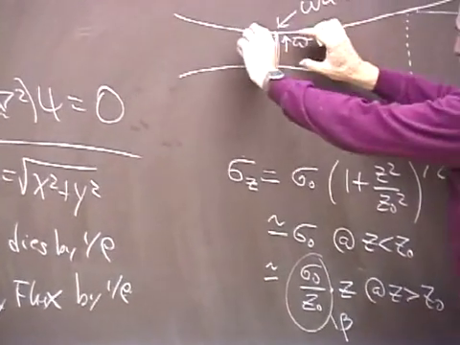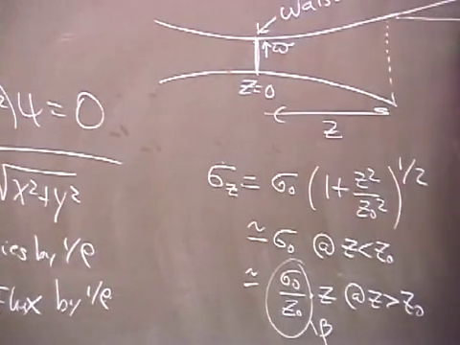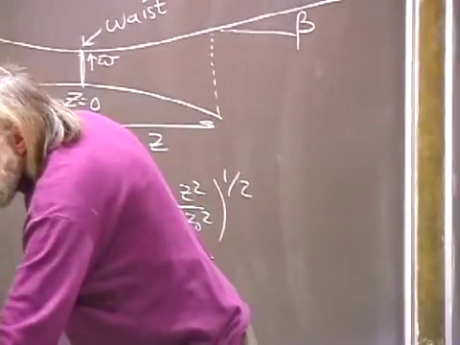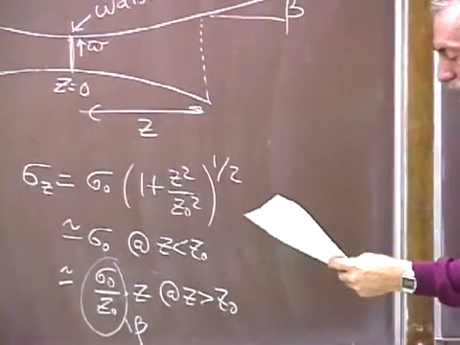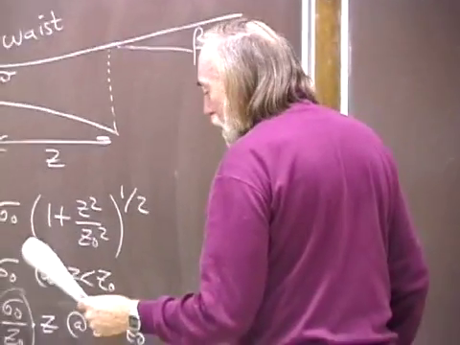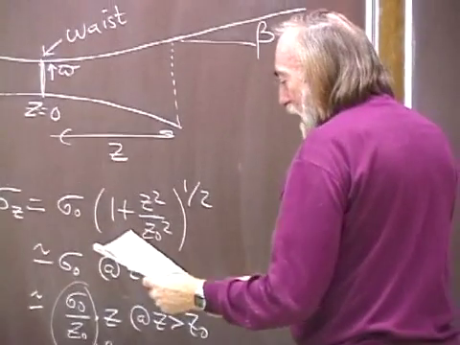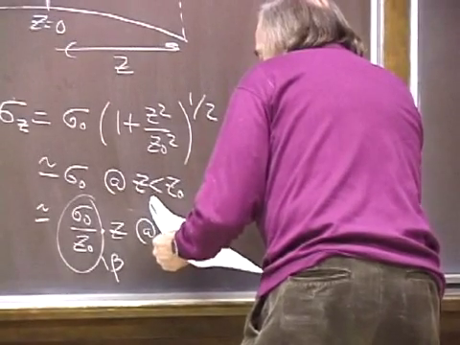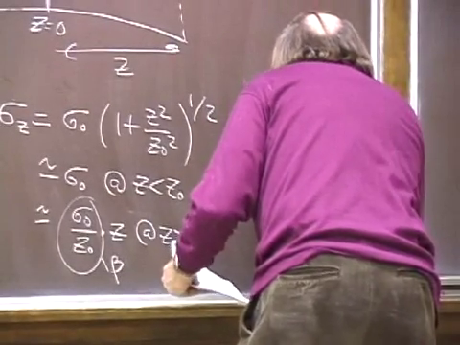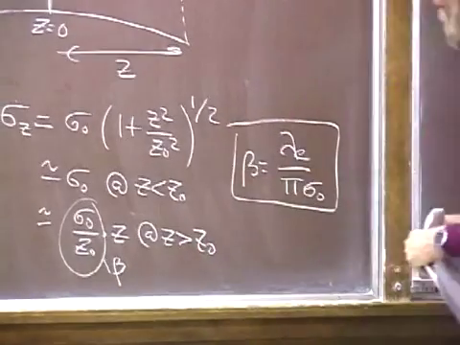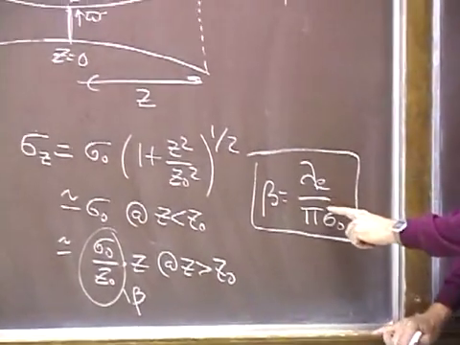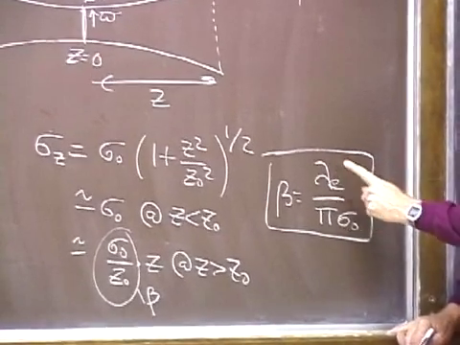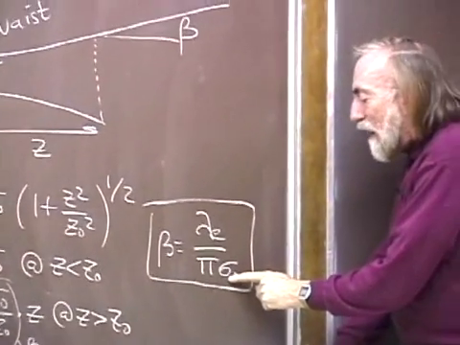So the light just comes along pretty flat, then it starts to spread, and it has asymptotically a spreading angle beta. Now this spreading angle beta is well known to astronomers who deal with diffractive optics. The spreading angle beta works out to be the wavelength of the light over pi times sigma naught. That is, aside from a factor of pi, it's the ratio of the light wavelength, 10 to the minus 4 centimeters, to the size of the beam spot.